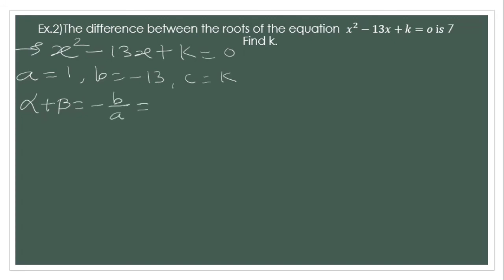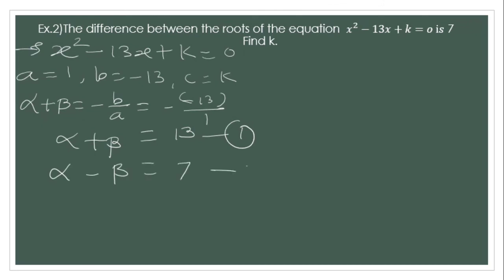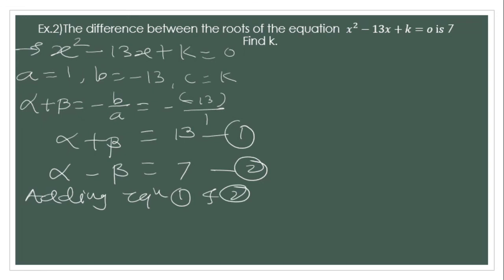Now alpha plus beta, which is equal to, you know the formula, minus b upon a. Okay, now here minus of -13 upon 1, which is equal to plus 13. So this is the value of alpha plus beta, equation 1. Now what is given? That the difference of the roots is 7. So write down alpha minus beta is equal to 7, equation number 2. Okay, जैसा कि हमने first chapter में देखा था linear equation in two variables में, how to find out the value of a variable.